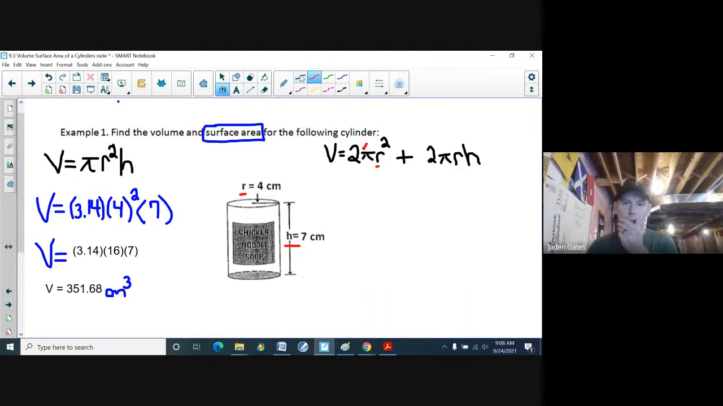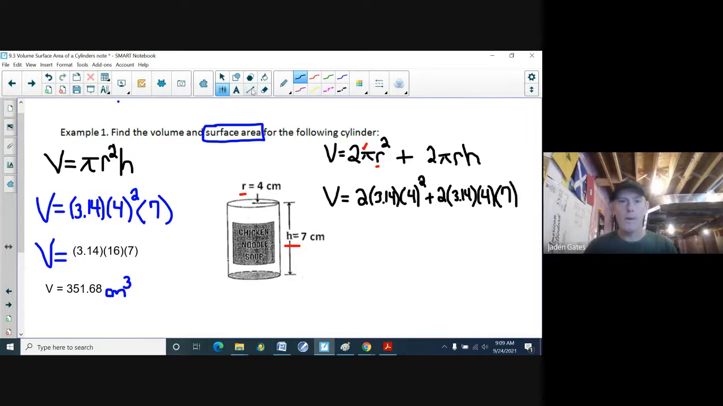All right, so now I'm going to substitute in. I got my formula, got my variables. So 2 times pi, which is, again, my 3.14. R was 4, so that's R squared, so I'm going to have to do a 4 squared here. Plus 2 pi r h. So I got 2, pi again was 3.14, R again was 4. This time we don't have to square it because it's not on there. But then we got H at the end, which is 7.